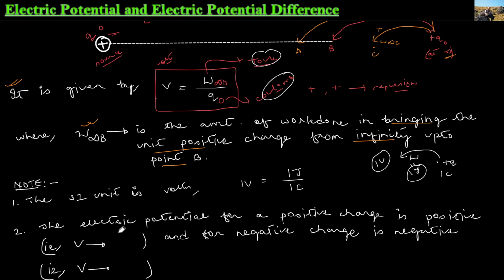So this note number 2 is very important. The electric potential of a positive point charge is always positive, and for a negative charge, it is always negative. So over here, if I have a negative source charge, the electric field lines will be directed radially inward. So potential for a positive charge is positive, and for a negative charge is negative.